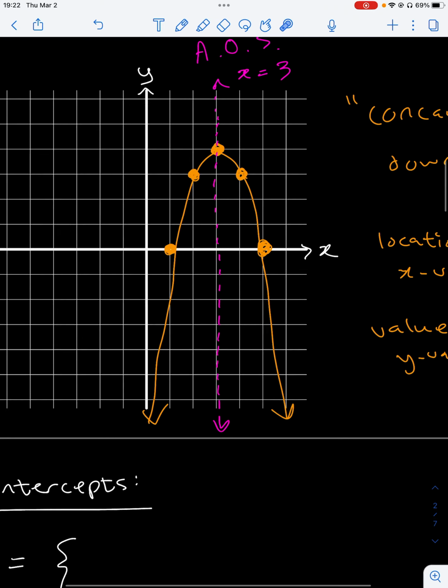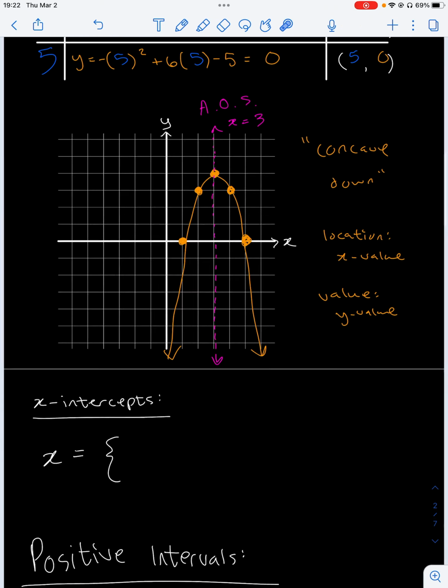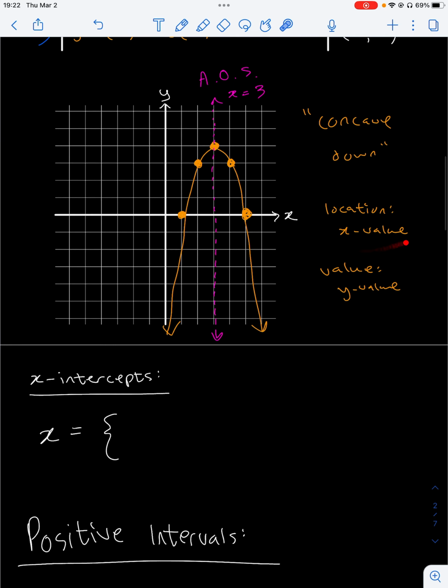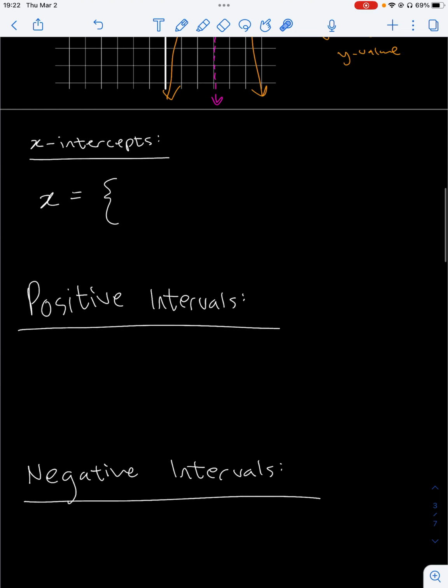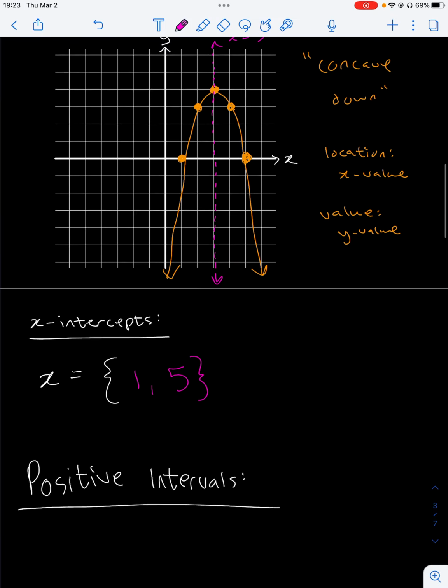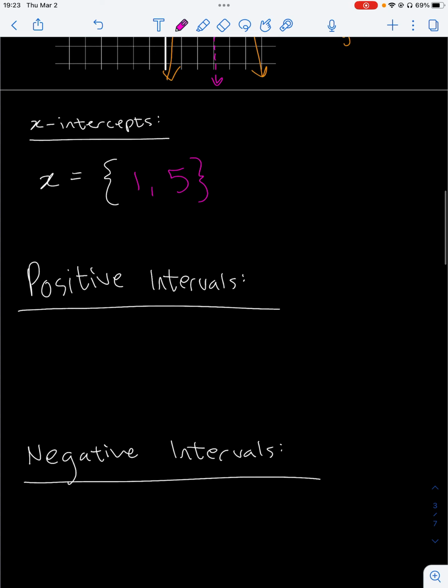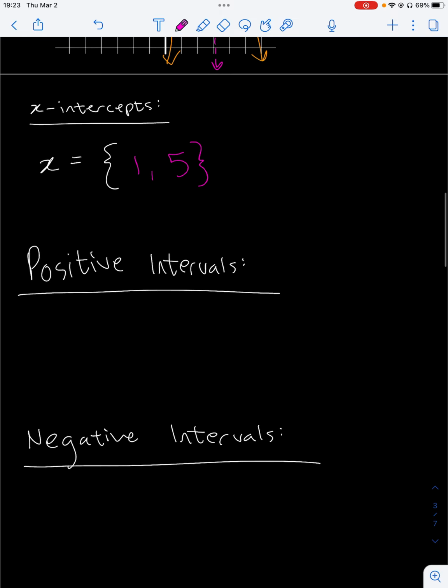And so in this way, the important information we're going to pull from an x-intercept is the location of those x-intercepts. Now the word location in math typically refers, when you're talking about a graph, to the inputs, or in this case, the x values. So the location of those x-intercepts, the x value of those x-intercepts, are going to be 1 and 5. And boom. So there we go. There are the x-intercepts. And now I'm going to talk briefly about the positive versus negative intervals.